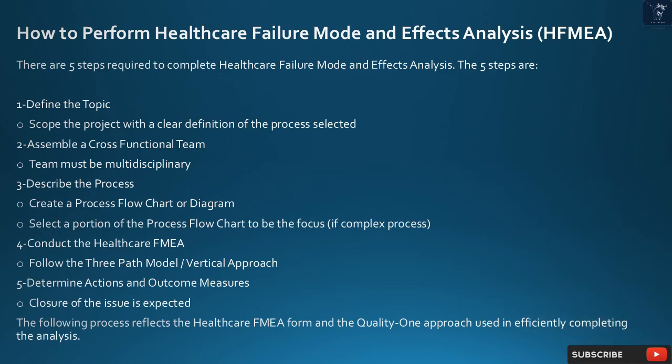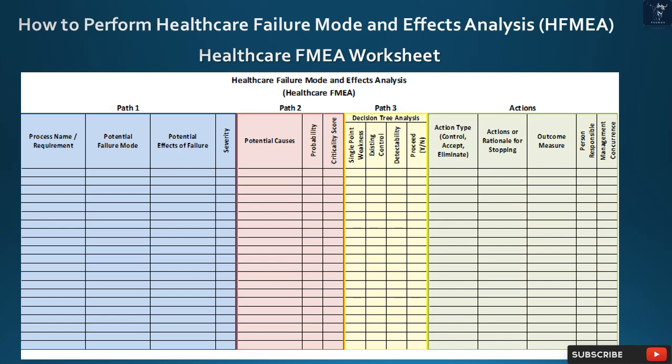Conduct the Healthcare FMEA. Follow the 3-path model/vertical approach. Determine actions and outcome measures. Closure of the issue is expected. The following process reflects the Healthcare FMEA form and the Quality 1 approach used in efficiently completing the analysis. Healthcare FMEA Worksheet.